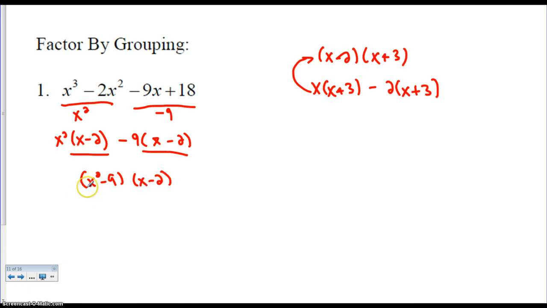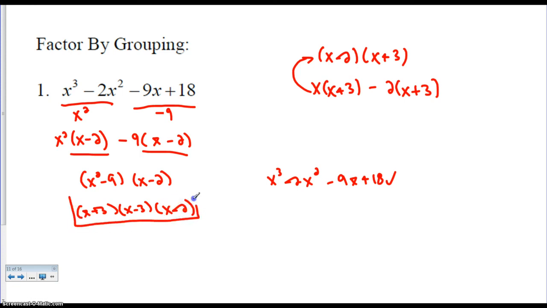Okay. If I were to distribute it, I would get x cubed minus 2x squared minus 9x plus 18. So that checks out. Now I look at this x squared minus 9 and think, are these both perfect squares? Yes. Is there a minus sign in between them? Yes, so I can factor that. And I get x plus 3, x minus 3, and then x minus 2. So this would be my fully factored solution.